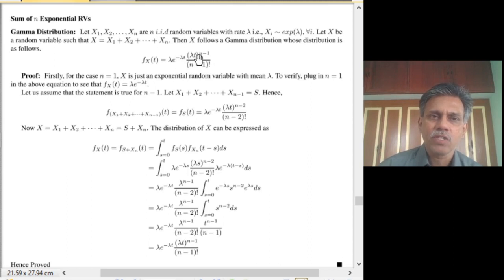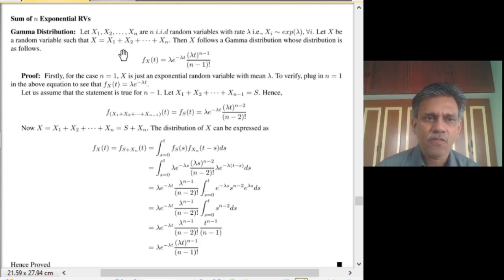There can be many ways in which this can be shown to be true. What we will do is show it through induction. First we will take this as given, and then through induction we will prove that this is indeed true. So how do we go about doing it? We will first verify whether this expression is true for the case of n equal to 1. That is, there is only one random variable X1, and X equals X1, and we check whether this formula holds.